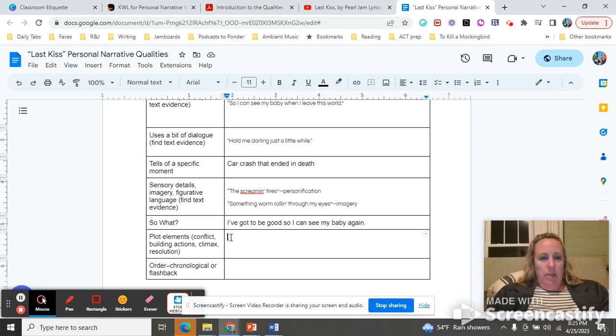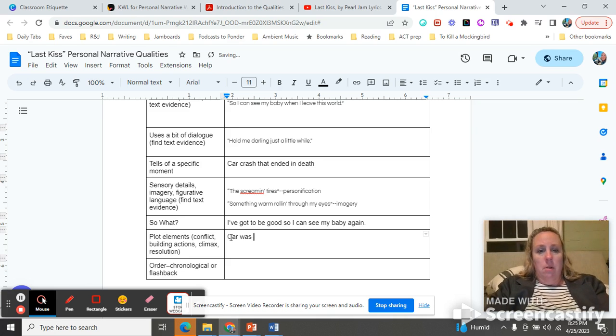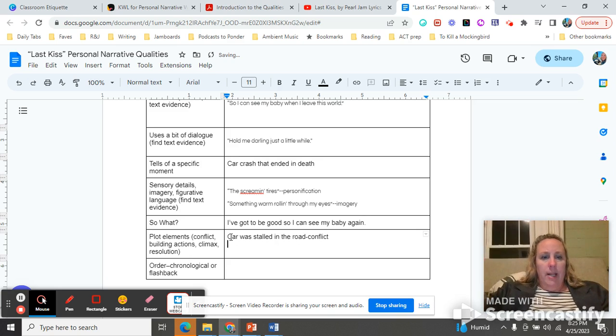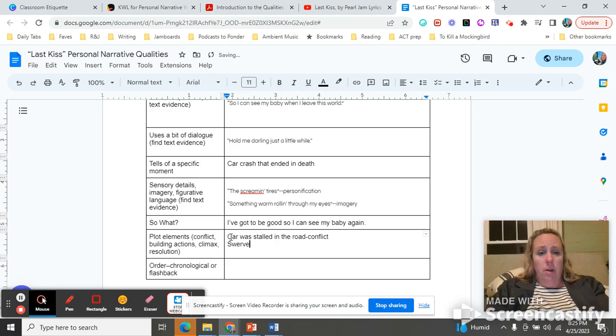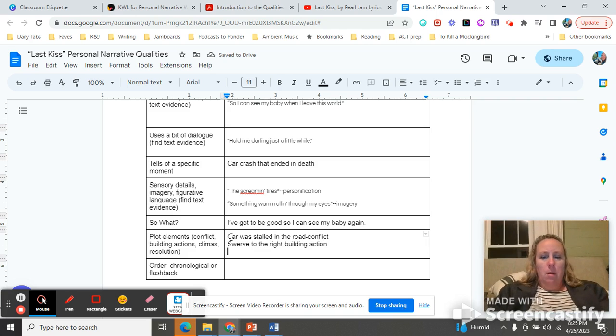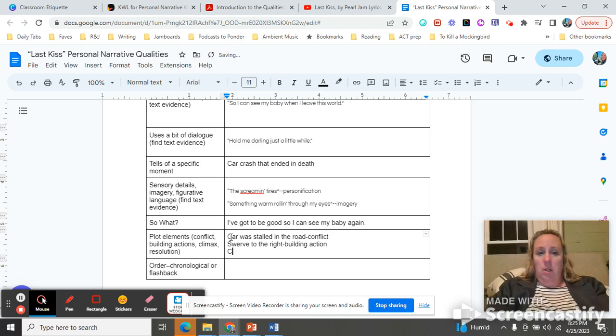Okay, so plot elements. This one can be a little bit more lengthy, but let's just start with conflict. All right, what's the main conflict? Good, John. A car was stalled in the road. That's the conflict. Nice job. All right, so what are some rising actions or those building actions? Oh, good job, Avery. He had to swerve to the right. That's going to be your building action. Okay, so what's the climax? Sue? Oh, good job. It's the crash. That's your climax.